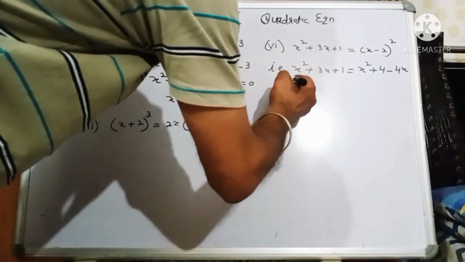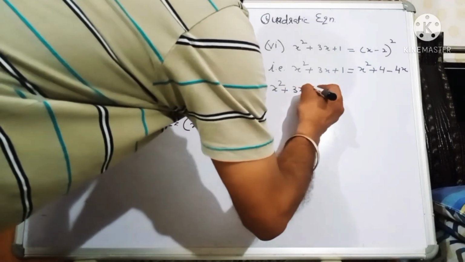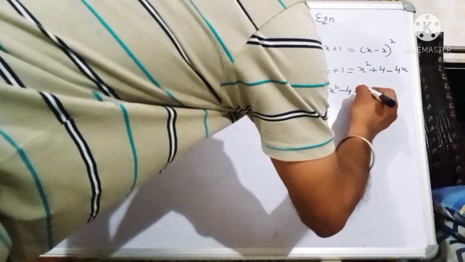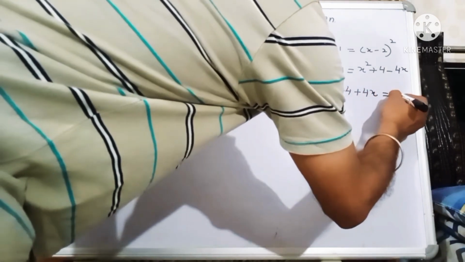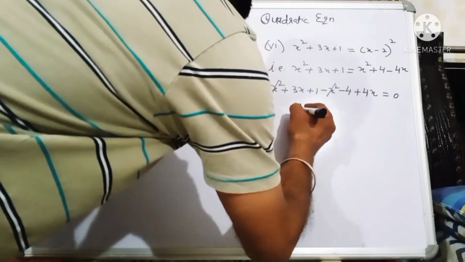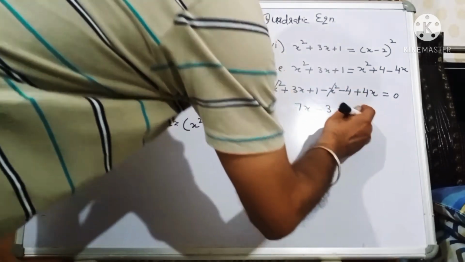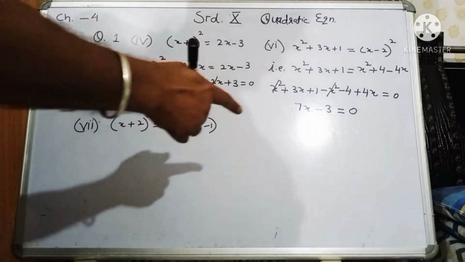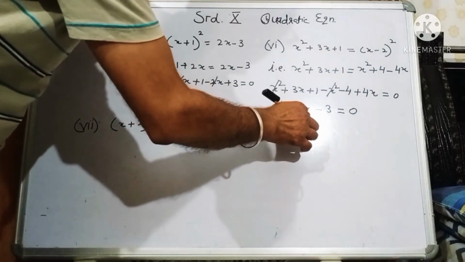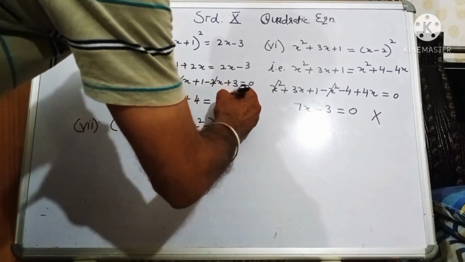Now x square plus 3x plus 1 minus x square minus 4 plus 4x is equal to 0. x square is cancelled with x square. 3x plus 4x, 7x, plus 1 minus 4, minus 3 is equal to 0. Now just see this equation doesn't contain the term having x square, or the power of the variable 2, so it is not a quadratic equation. Here it is a quadratic equation.